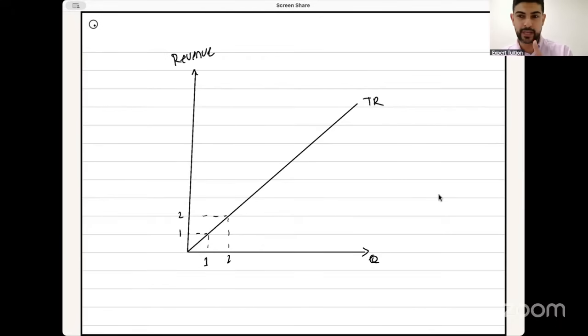And this is important to recognize then. If you see a TR curve that is a straight line without even thinking about it, you go, it's perfect competition. Has to be perfect competition. And now that we know that, if we go back to the question itself, it makes our life much easier. It's much easier to now spot what the answer must be and to be able to discount some of the other options as well.